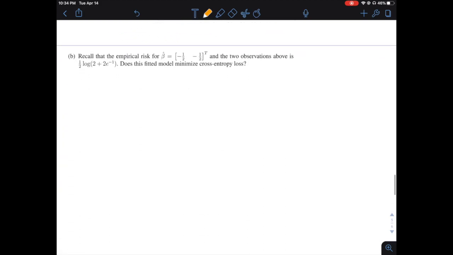Go ahead and take a moment, read the question, do it on your own, come back to the video when you're ready to move on. Okay, recall that from part A, our points are linearly separable. This implies that we can achieve a cross-entropy loss of 0. That's possible for us because we can draw a decision boundary that correctly classifies every point.